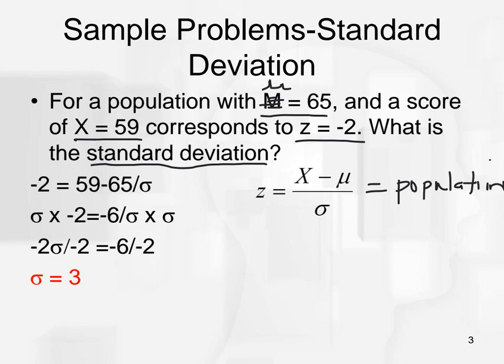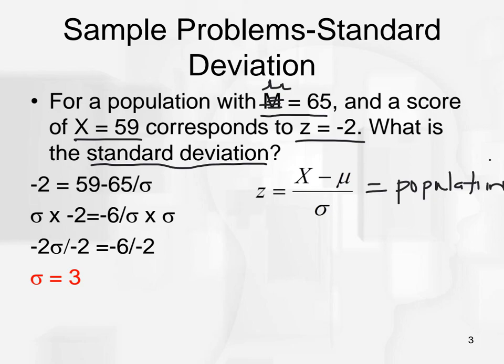All right, so we're going to go ahead and solve for that. The first thing that we're going to do is replacement. So the x is simply going to become the value that we have, which is 59. So that's going to become 59 minus mu, which is 65.